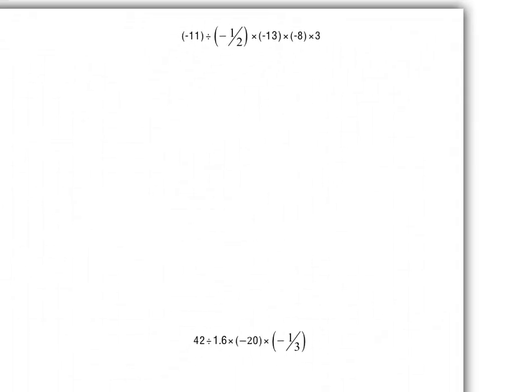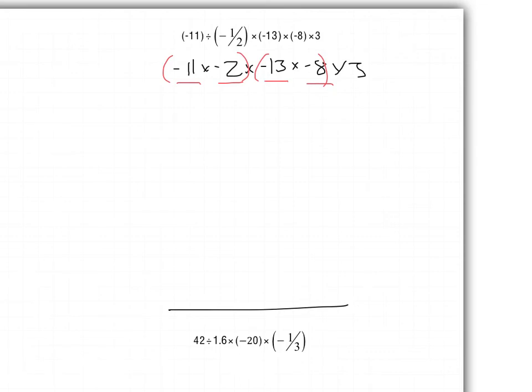Alright, hopefully you've worked through this one as well. This one has one division. I'm going to rewrite this as a multiplication, times -2 times -13 times -8 times 3. Again, thinking about my negatives early on, I'm all paired up here. So my answer definitely down here is going to be positive. There's no compatible fractions to really think about, and I don't necessarily see anything that's really going to help me out here.